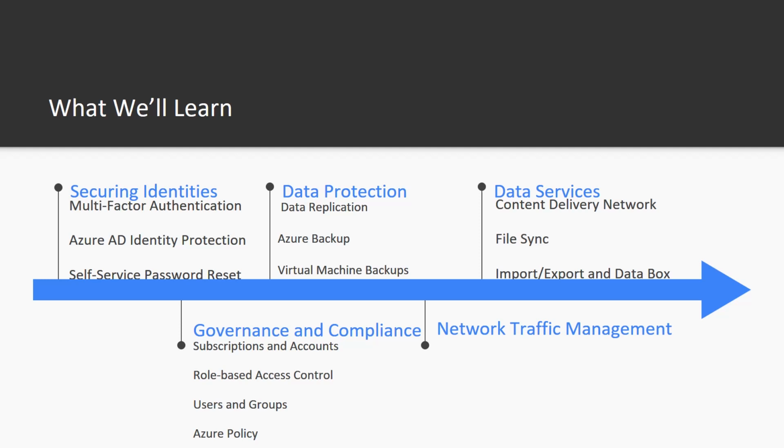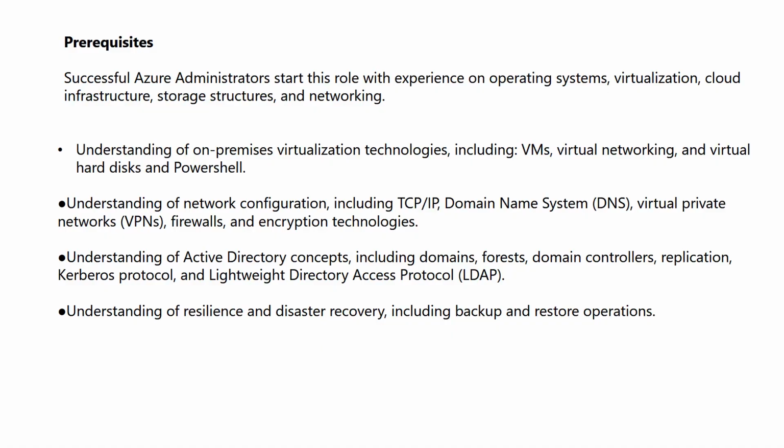Now, as you can see, I've outlined the course to strictly follow Microsoft's official outline for the AZ-103 exam. So, what would be the prerequisites necessary for this course? I'm talking here about basic understanding first of all, so you can have a feeling of what I'm talking about. All of these bullet points would be just basic understanding, and this would be a basic understanding of on-premises virtualization technologies like VMs, virtual networking, and virtual hard disks, and of course PowerShell.